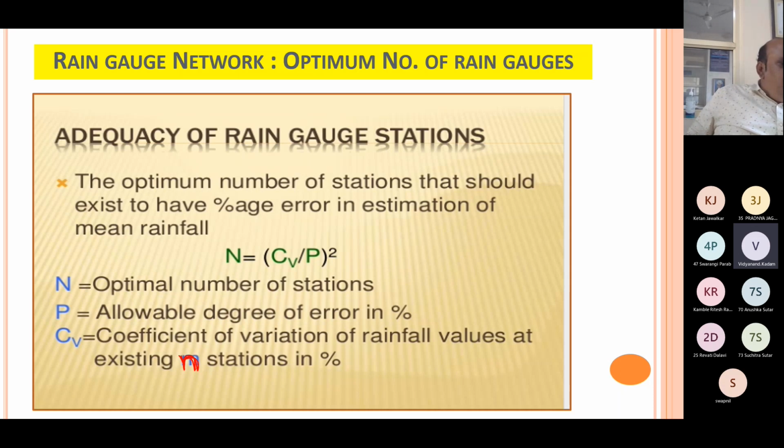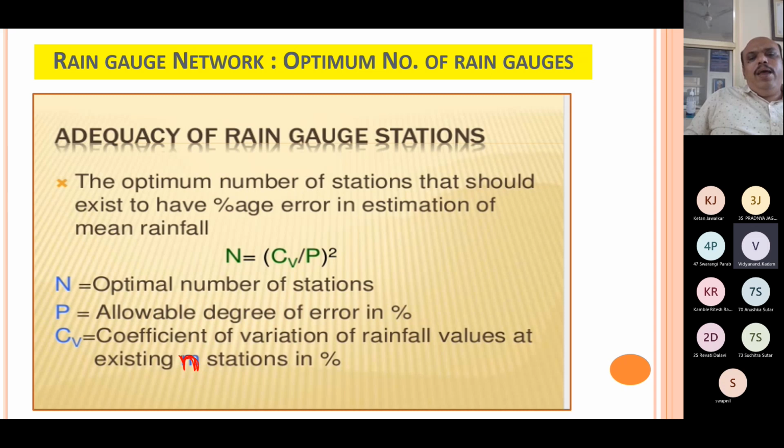All of you, please note down this formula. This formula is regarding calculation of optimum number of rain gauges. What is importance of optimum number of rain gauges? Its importance is if number of rain gauges are optimum, then the calculated average precipitation value is more accurate. Is it clear?